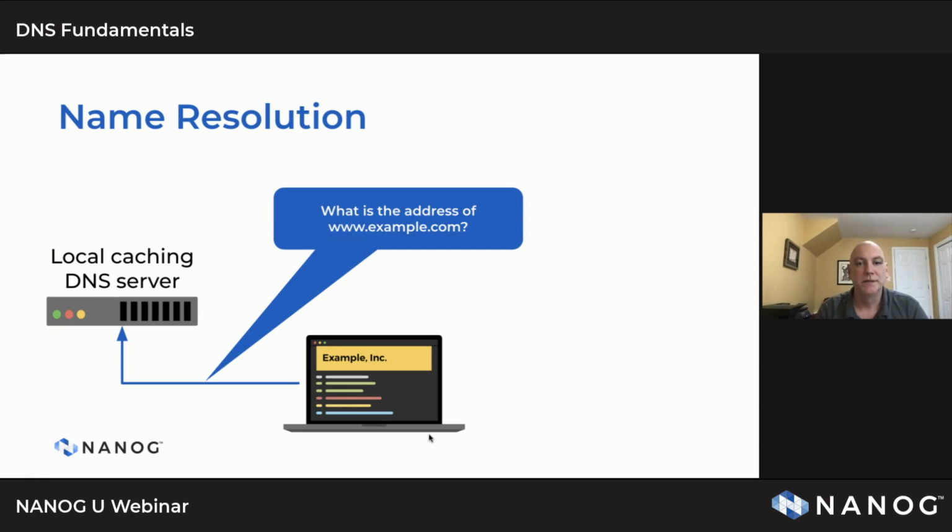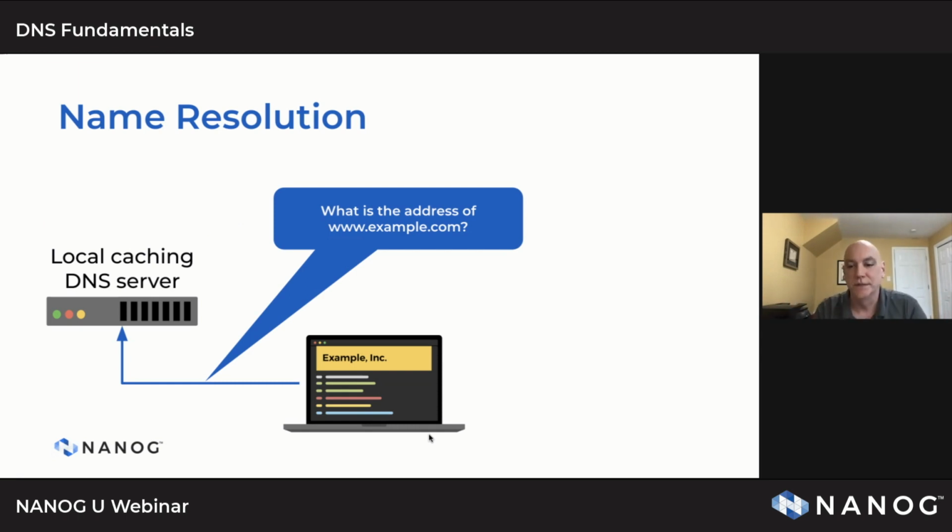It might not be exactly local. In the old days, this local caching DNS server was almost always either your enterprise name server on your campus, or your university, or if you were connecting from home, your ISP's DNS server, right? These days, a lot of people point for various reasons to other name servers, the most common ones: 8.8.8.8, 9.9.9.9, 1.1.1.1, right?